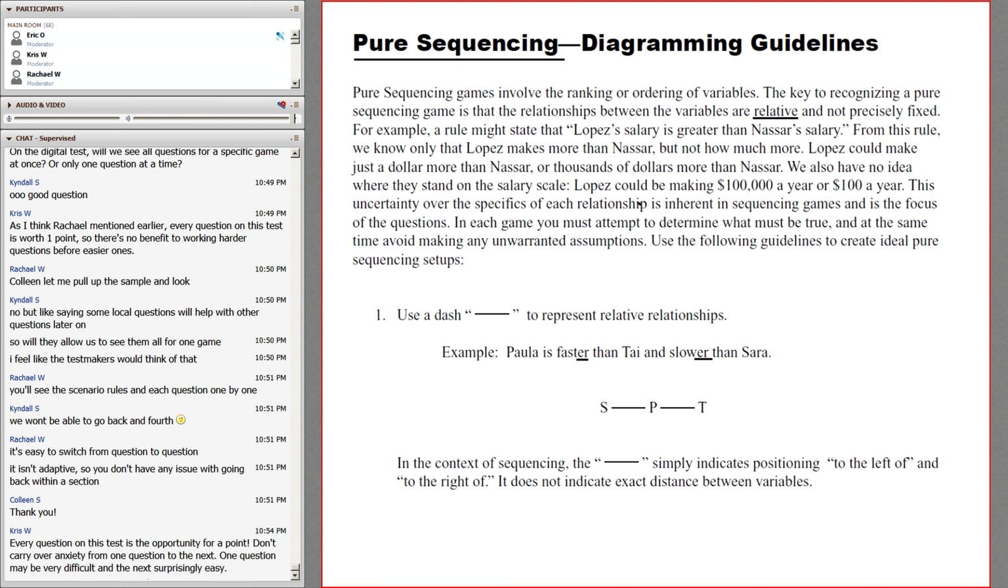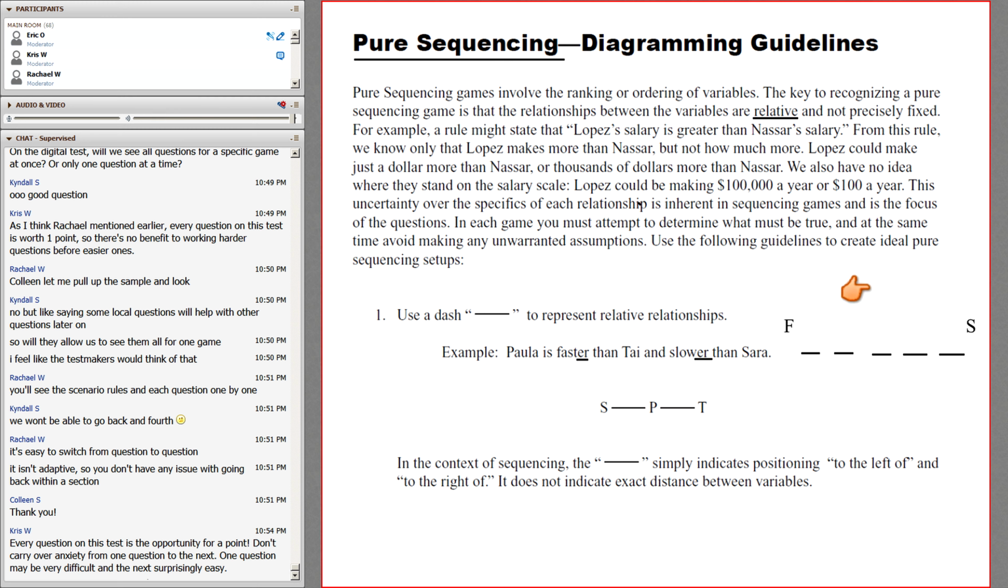Okay. How we represent these sequencing rules is just simply a dash. And imagine this game, guys, is we are ranking these variables, say 1 to 5 or something like that, fastest to slowest, ranking them by speed. So if we got a rule that said Paula is faster than Ty and slower than Sarah, well, that means in this sequence, Sarah is to the left of Paula, who is to the left of Ty. And that's exactly how you would read these dashes. You could read them as faster than and faster than, but really, visually, it's Sarah is to the left of Paula is to the left of Ty.